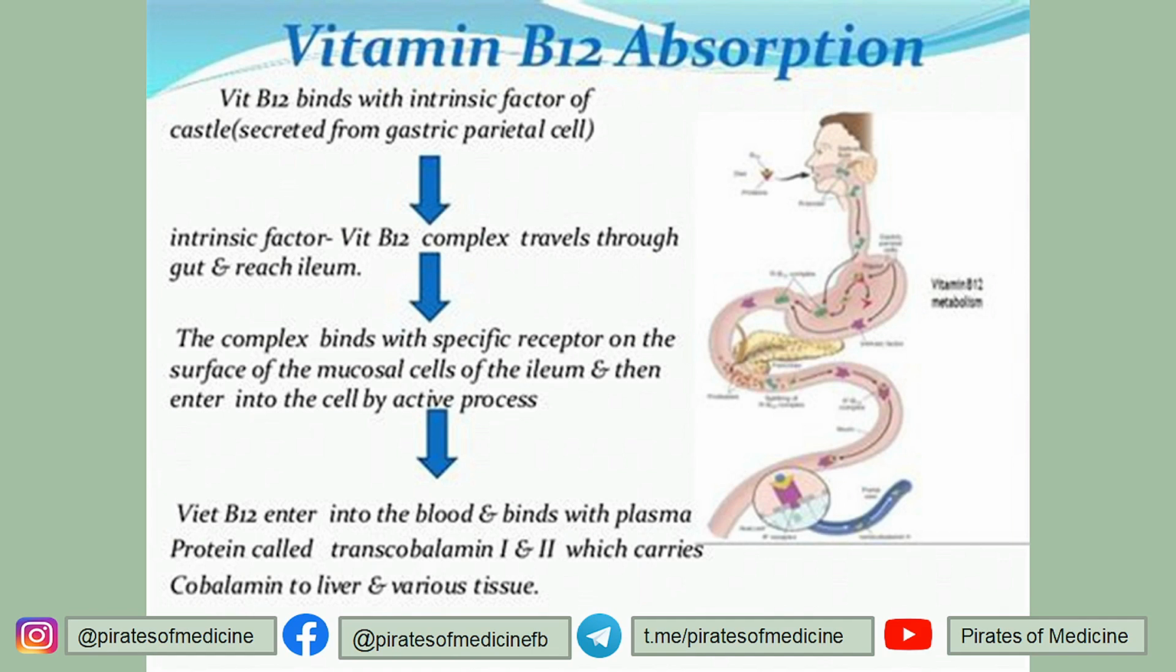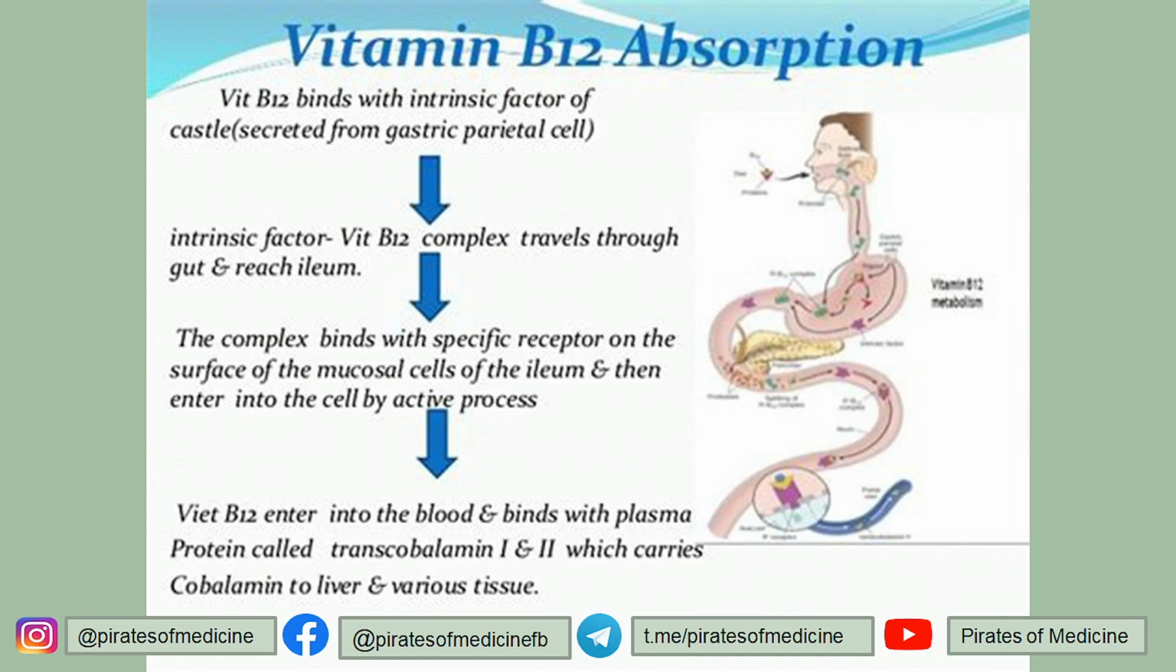Now this Castle's intrinsic factor is secreted by the gastric parietal cells in the gastric mucosa. When it is secreted in the gastric fluid, it travels through the gut and reaches the ileum part of the small intestine. In the ileum, it binds with a specific receptor on the surface of the ileum, and it combines first of all with the vitamin B12 in the gastric mucosa.